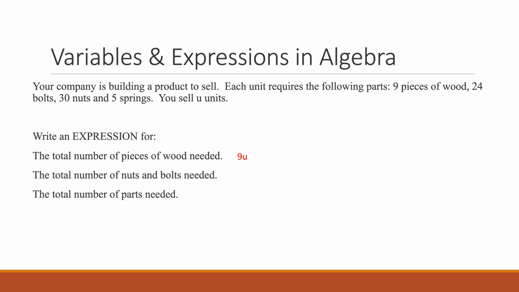Okay, next up, total number of nuts and bolts needed. Okay, so there's 24 bolts and 30 nuts in each unit, so 24U plus 30U. Or you could just add them up and say, well, 24 U's and 30 U's make a total of 54 U's. And last but not least, the total number of parts needed. Go ahead.